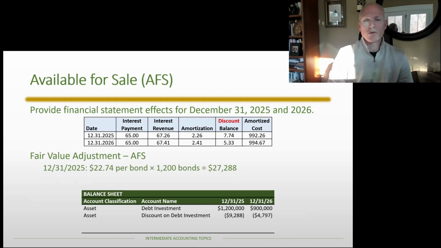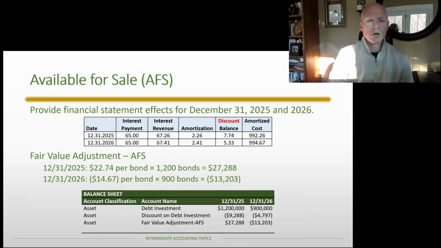On 12/31/2025, the balance that we had calculated was $22.74 per bond. Applied to the 1,200 bonds gives us a positive balance of $27,288. On 12/31/2026, if you remember, the balance in that account is negative $14.67. Applied to the 900 bonds means the balance is a negative $13,203. And that's what we would report on the balance sheet.